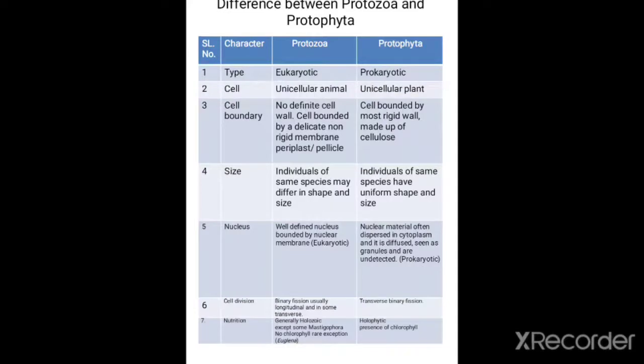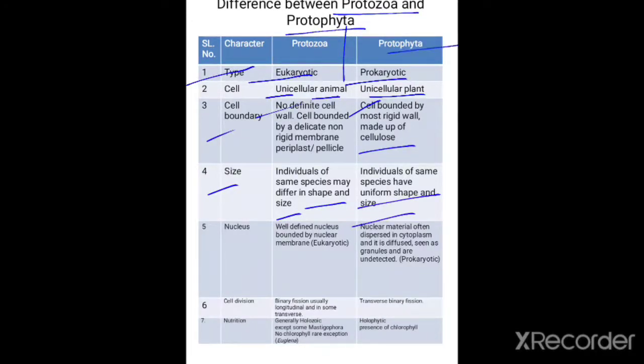There is a clear-cut difference between protozoa and protophyta. In the type of cell, protozoa are eukaryotic, but protophyta are prokaryotic. Both are unicellular; protozoa are unicellular animals, and protophyta are unicellular plant cells. Cell boundary: protozoa have no definite cell wall, while protophyta have a most rigid cell wall made up of cellulose. Size: individuals of the same species may differ in shape and size in protozoa, while individuals of the same species have uniform shape and size in protophyta.